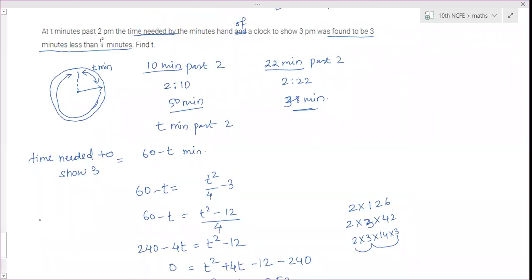Ma'am, I didn't understand the 60 minus t. Just now I gave you an example. In place of that, substitute t. T minutes past 2 means what? 2:10 is the timing. So how long will it take to complete 3 o'clock? 50 minutes. How do you calculate 50? 60 minus t. You have given your answer. Okay, ma'am.